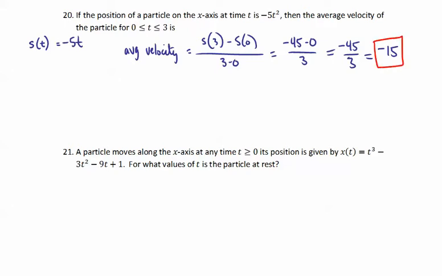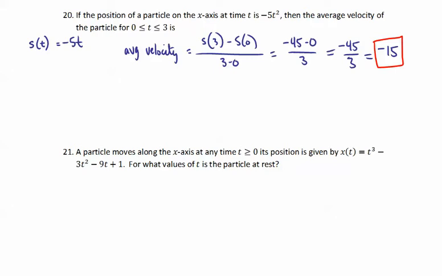Alright, so next problem. A particle moves along... Remember, so let me just go back to number 20 here. Average velocity is the total distance traveled over the total time elapsed. That's all it is. Distance over time. The rate is equal to distance over time.